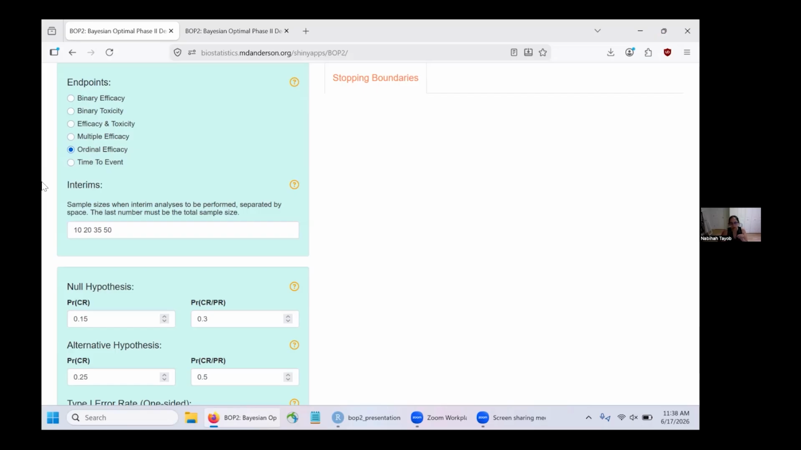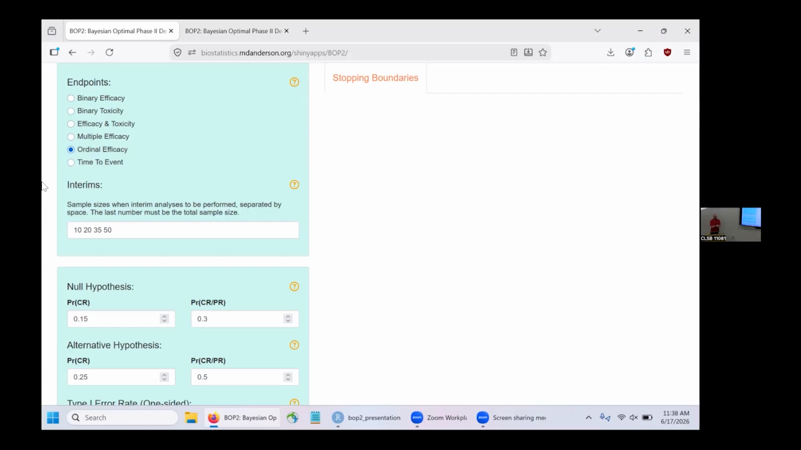And so I think that you could, I mean, I haven't gone into the mathematics of the method, but it seems to me like your CR and PR can be defined in any way you want. It's whatever ordinal category. It just has to be a higher category than the lower ones.